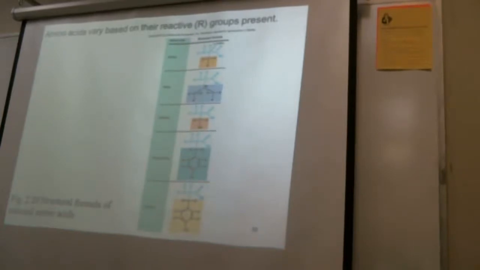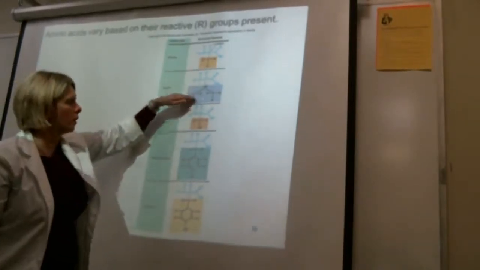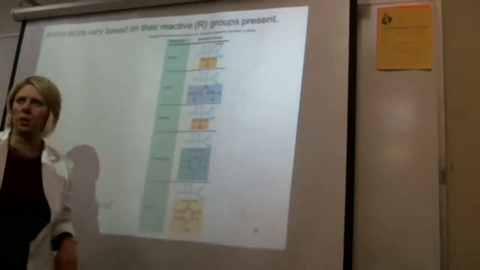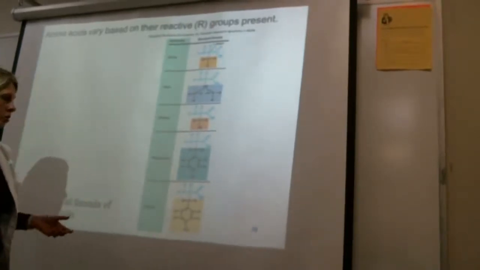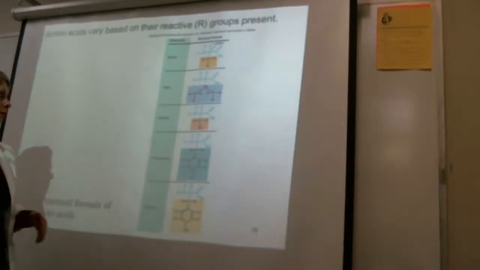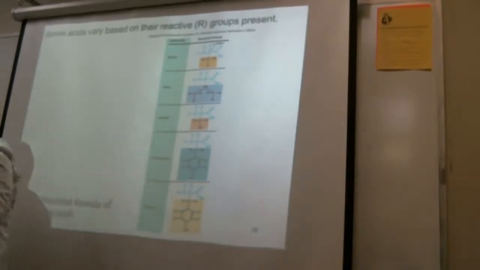So if you take a look, the H's and the N's and the C's and the O's that are in blue, that's all the same. But when you get to these different colored blocks right here, this is the part that changes between each amino acid. So it makes it what it is. That would differentiate valine from phenylalanine, for instance.